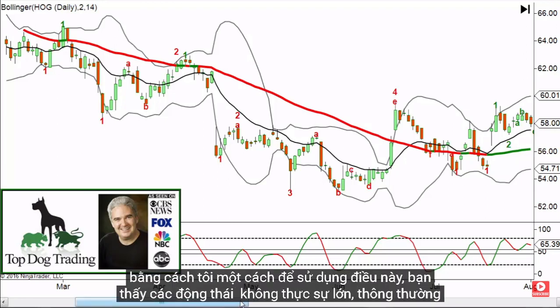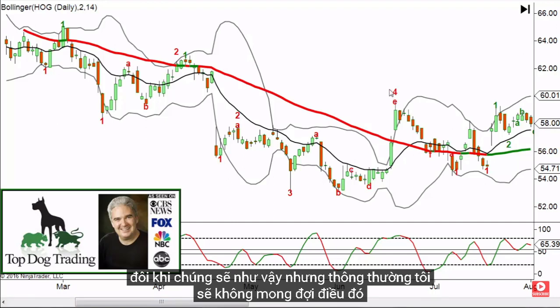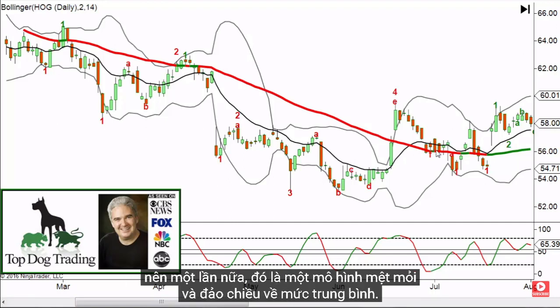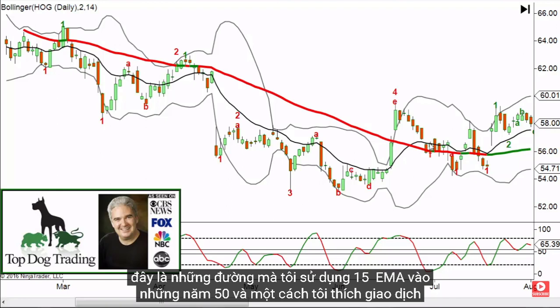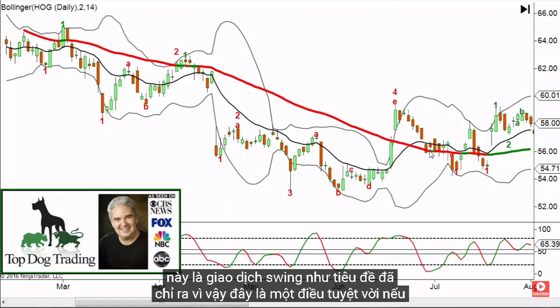All right. By the way, you see the moves are not real big normally. Sometimes they will be, but normally I wouldn't expect it. So again, it's an exhaustion pattern and a reversion to a mean. Now, you can test different moving averages if you'd like to. These are the ones that I use, 15 EMA and the 50 SMA. And one way I like to trade this is for swing trading, as the title indicates.